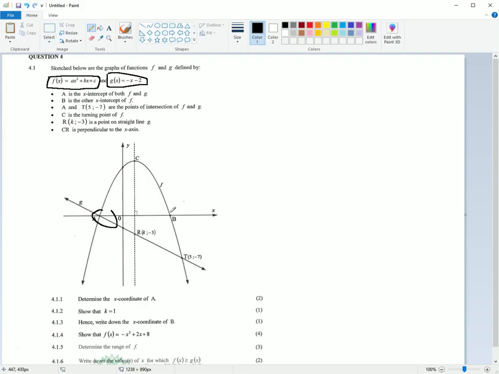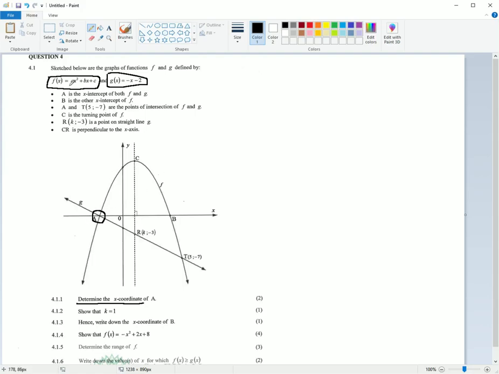We see that they meet at A, which is the x-intercept of both functions. We see B over there. C is our turning point, and there's a point T where they also meet. Okay, great. So we're going to skip through the definition. If you need it, go read through it, but let's get straight into the questions and see what we can solve. The first thing is to determine the x coordinate of A. That's what we want over here.